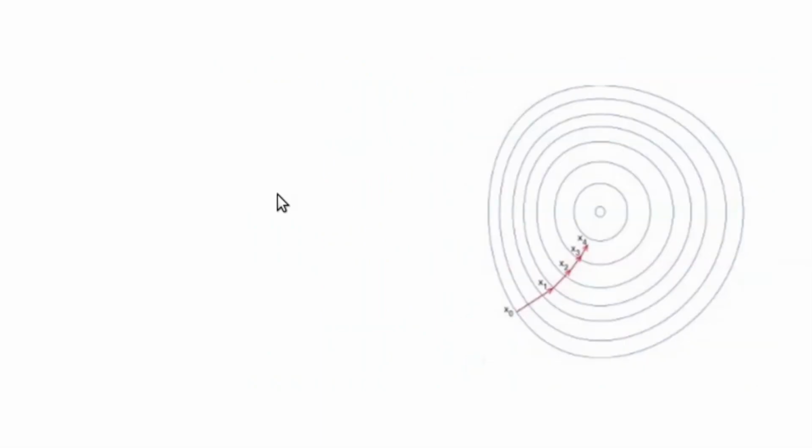Let's start the discussion from here. If we are here, we take a move when we can determine our direction and we know the step length.